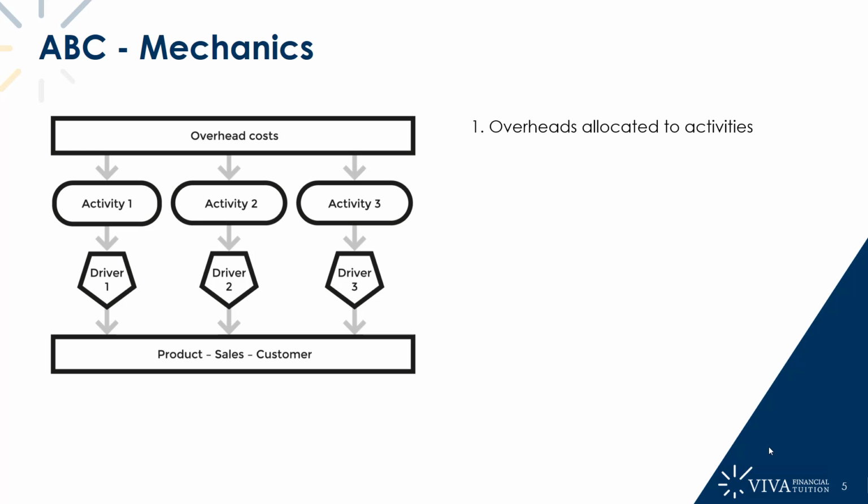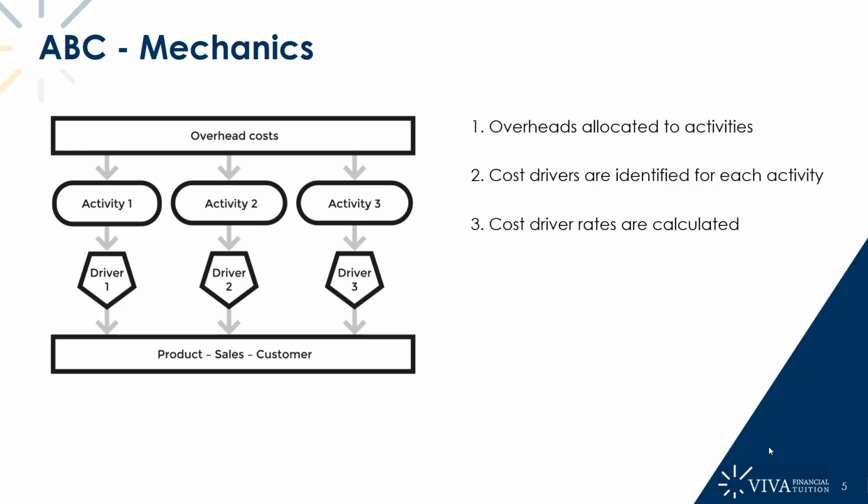So to summarize, overheads are allocated to activities. Then we identify cost drivers. So for each activity, a cost driver is identified. We work out our cost driver rates. So it might be a cost per supplier order, maybe a cost per product inspection. And then we use those cost driver rates to charge the cost of these different activities to our cost objects. So remember, a cost object is something that's being costed. So an example we've been talking about would be a product. But if we're looking at maybe a customer and what we have to do is look after a customer, then the cost object could be a customer.